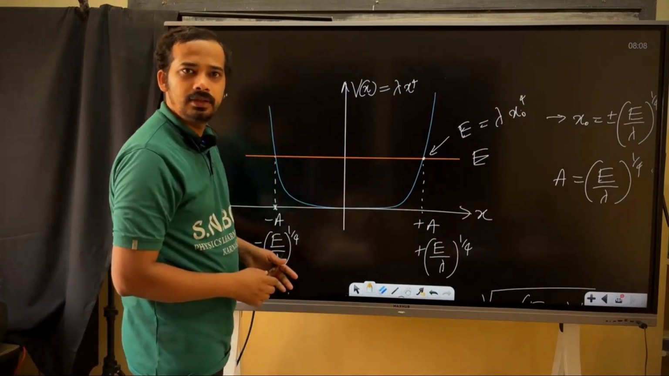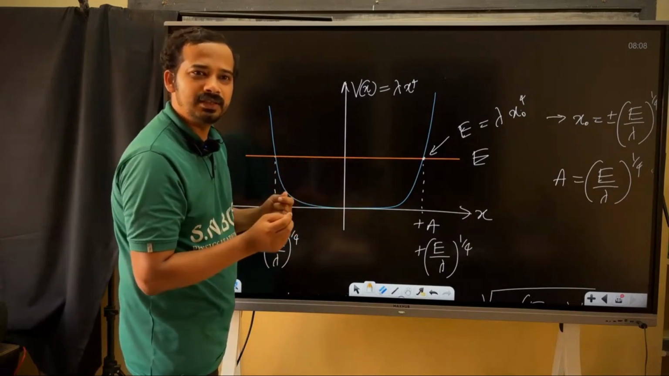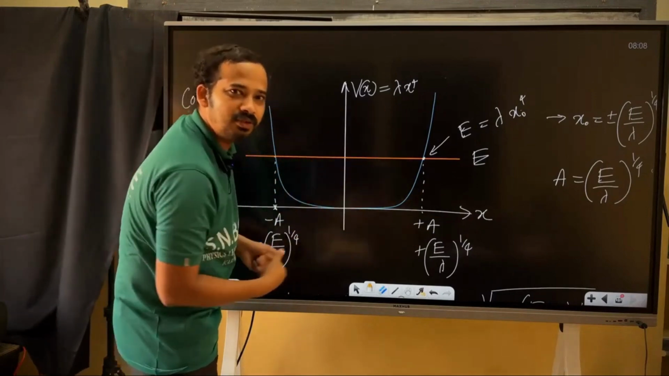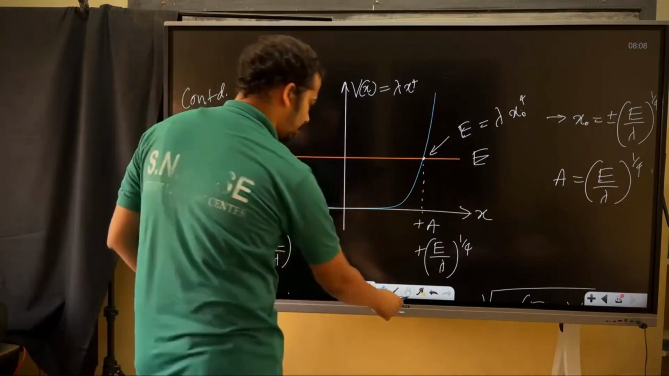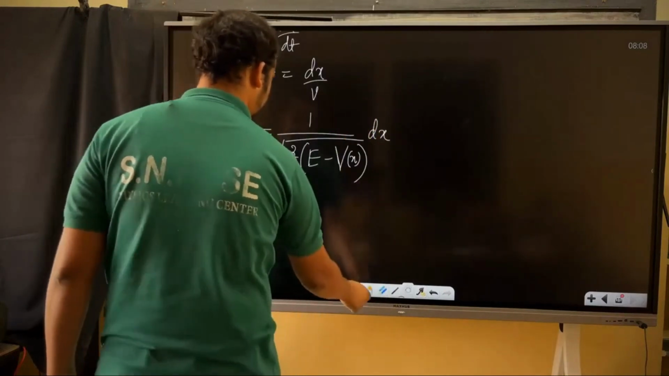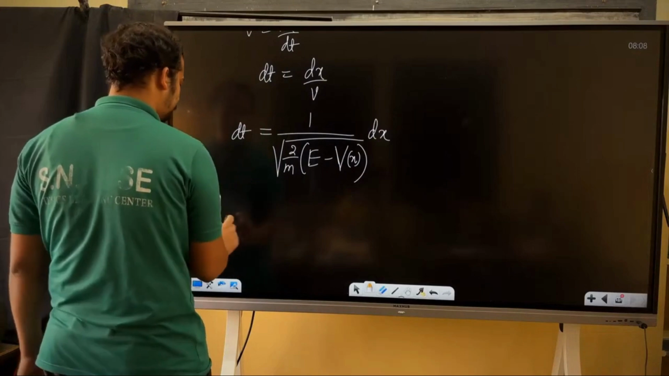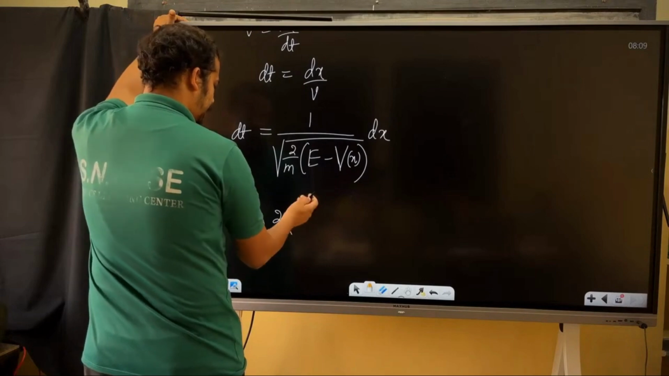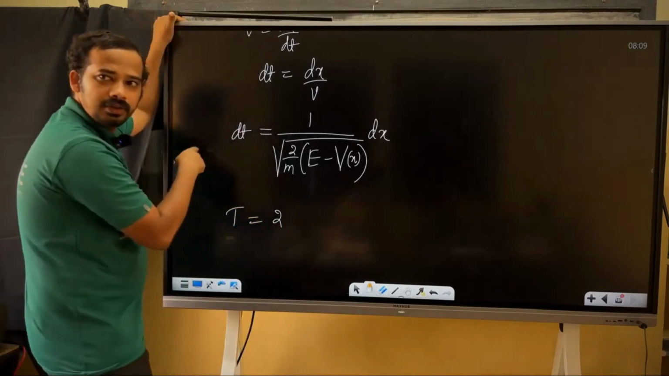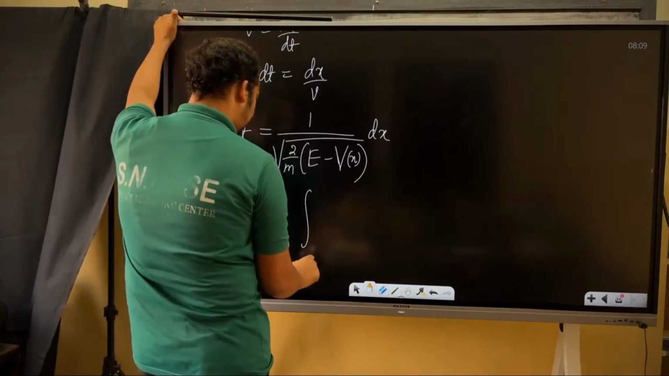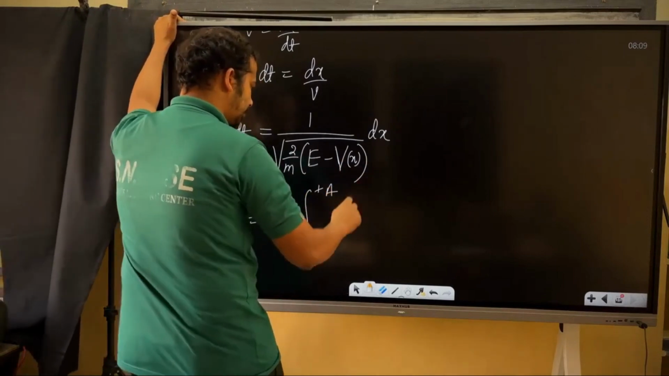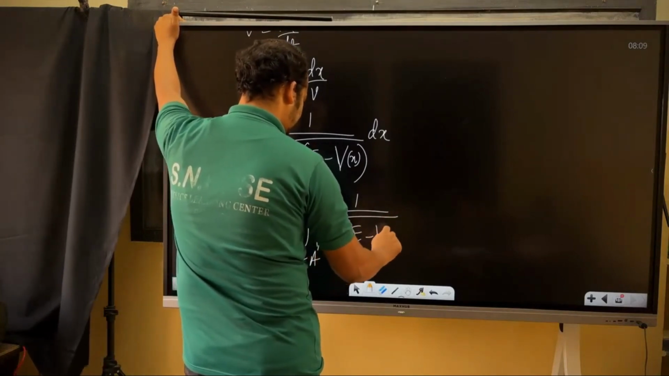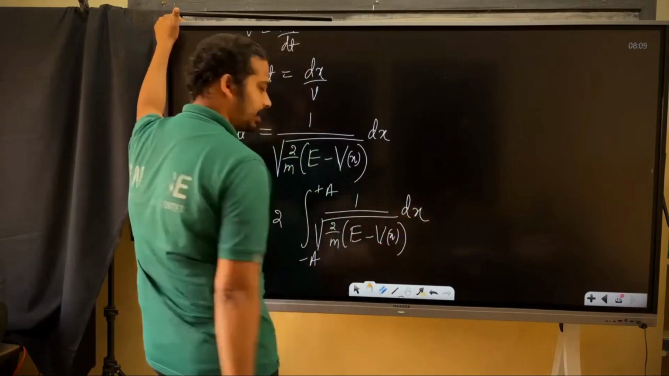to plus a. Because in the integral, I want to make it simple. I want to just integrate that right hand side from minus a to plus a. Minus a to plus a, again plus a to minus a, I don't want to do that one. So time period is equal to 2 times, in this side, you need to integrate, you will get time. So 2 times integral minus a to plus a of 1 by root of 2 by m into E minus V of x dx, am I right?